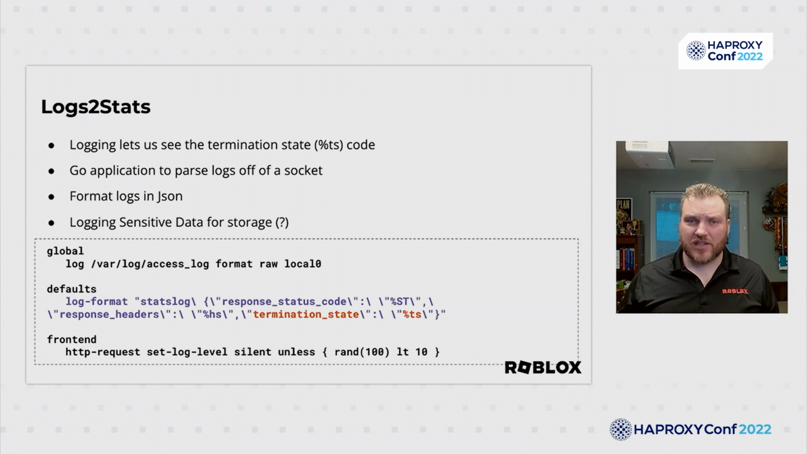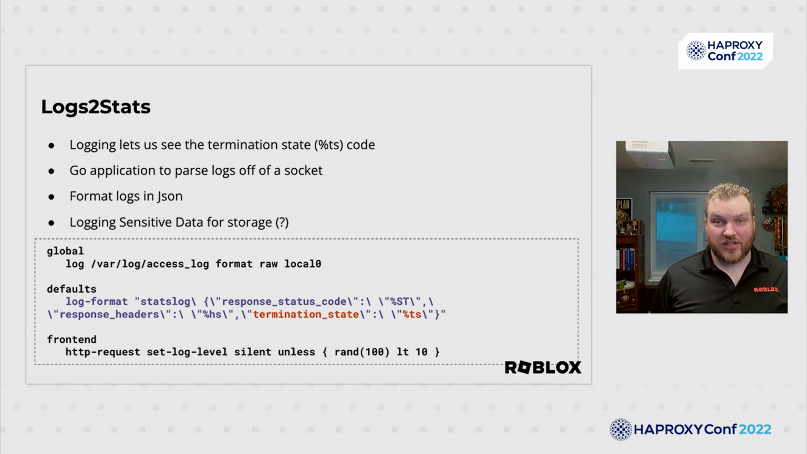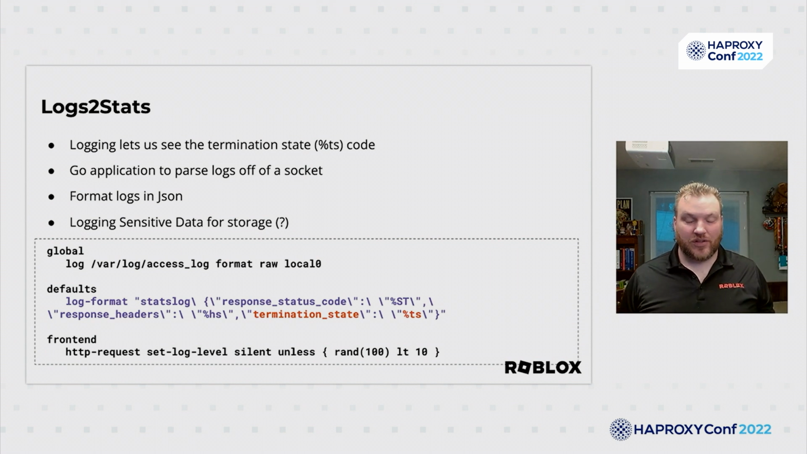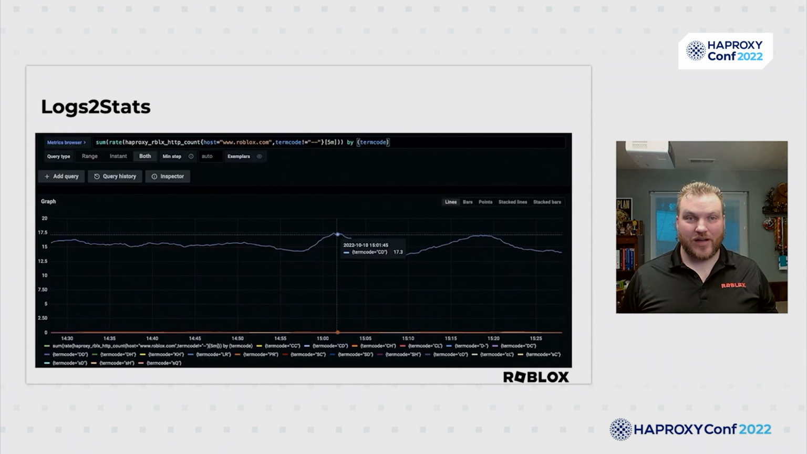So with this configuration, we can get that information off of a log socket, and 10% sampling is a pretty reasonable amount. We tried at one point to crank it up to 100%, and that just ate up all the CPUs available, so it wasn't cost effective. But 10% sampling gives us enough information to determine whether it's HAProxy or otherwise.